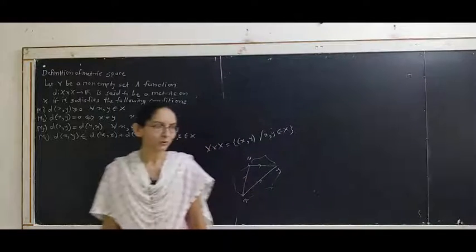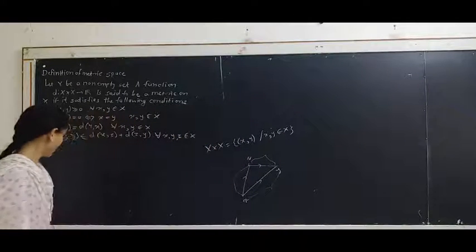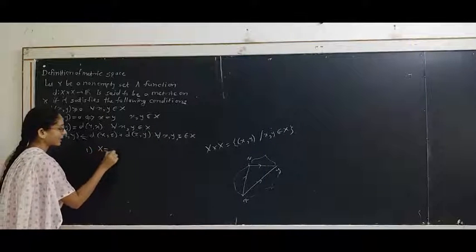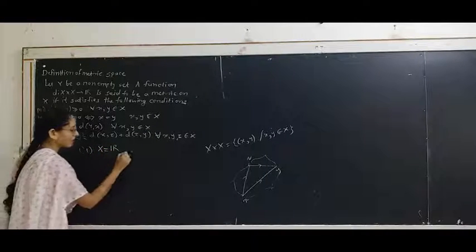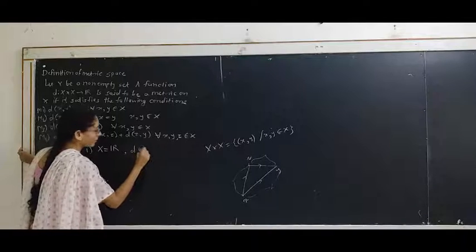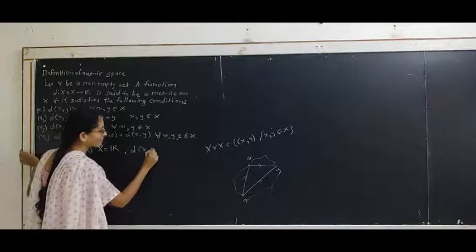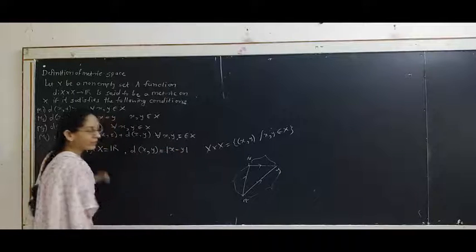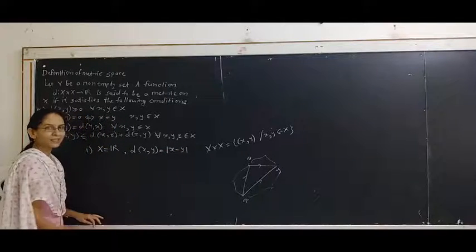We have three examples. First is the usual metric. If you take the set X as the set of real numbers and define the metric D on the set of real numbers by D of xy is equal to mod of x minus y, then this is a metric.